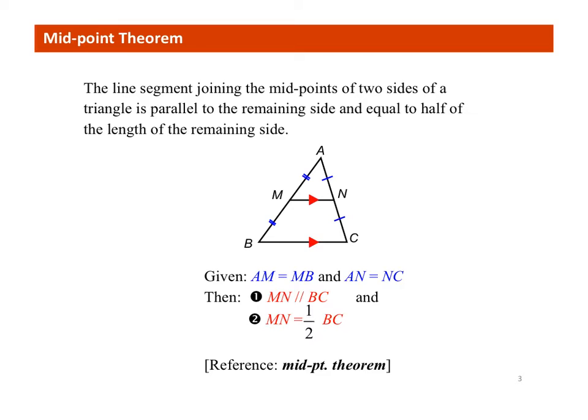Midpoint theorem applies to triangles. If it's given that M and N are the midpoints of AB and AC, that is to say, AM equals MB and AN equals NC, then we will get two conclusions. First of all, MN is parallel to BC and MN equals half BC. The reason is midpoint theorem. For theorem, you can use THEO or THM for short.